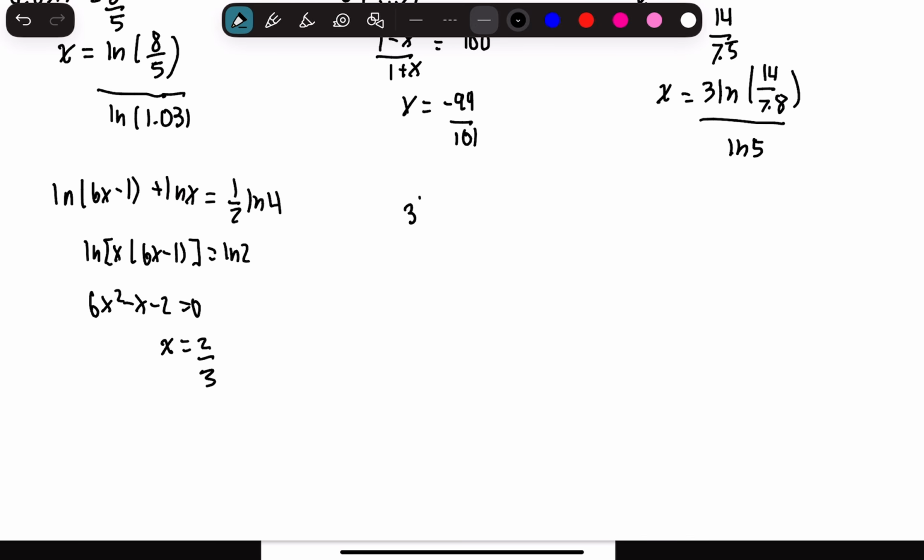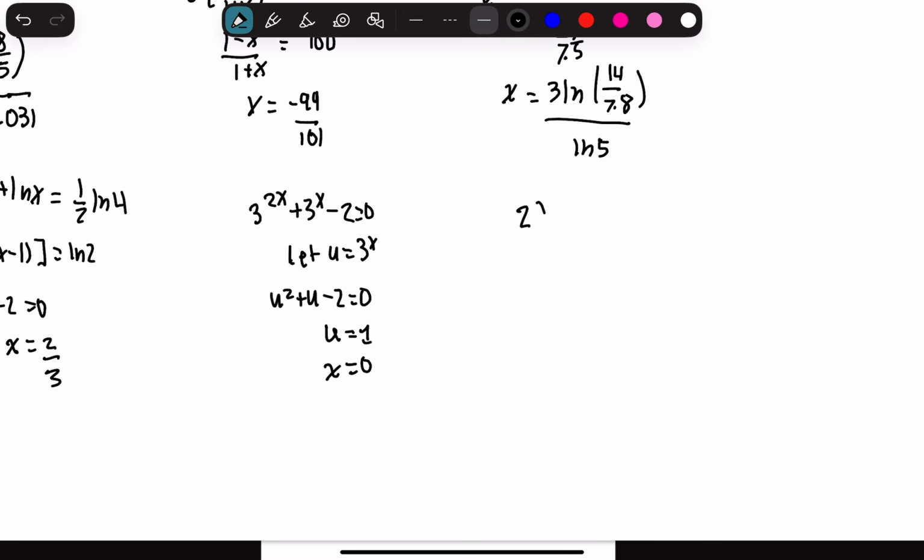Now let's say we have 3 to the power of 2x plus 3 to the x minus 2 is equal to 0. And let's do some u substitution and let u equal 3 to the x. So then we have u squared plus u minus 2 is equal to 0. Therefore we have u is equal to 1 and x is equal to 0.